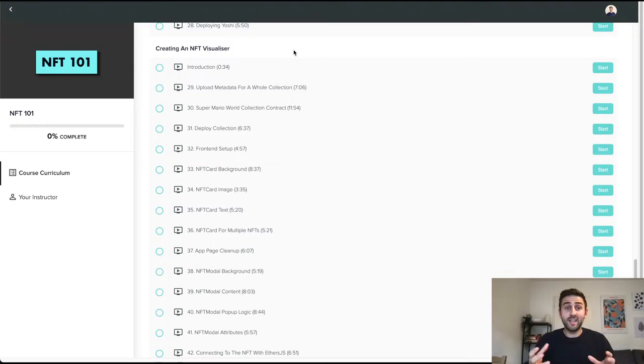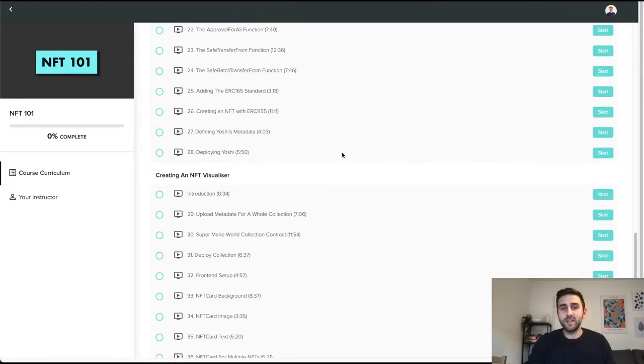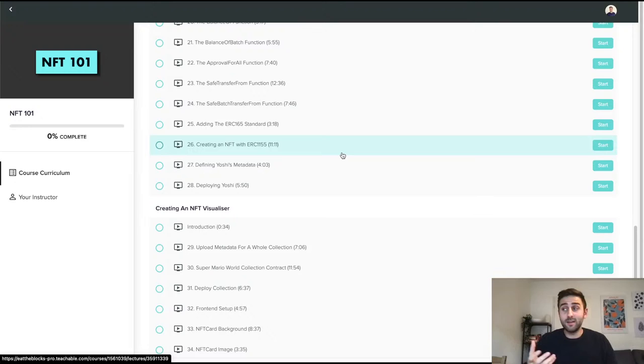Of course, all these things that we're building are compatible with OpenSea, and the collection will just deploy. You'll be able to sell your things straight away on OpenSea if that's what you're interested in. But here you're going to see how to visualize it on your own.